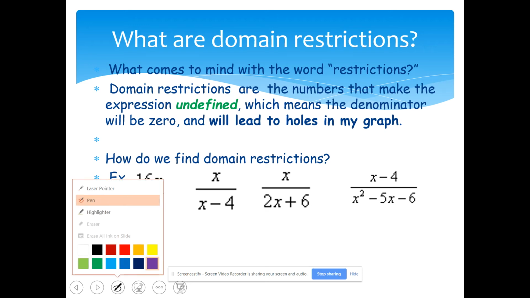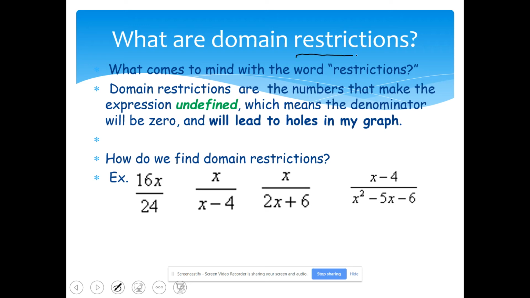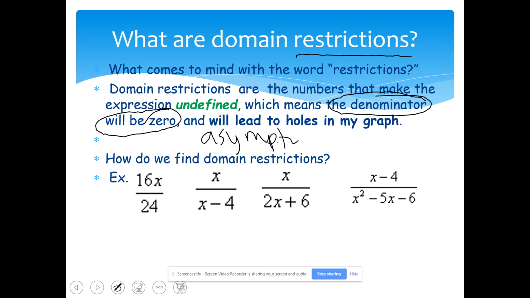Restrictions. With all of these, we have to worry about restrictions. Restrictions are numbers that make our fraction undefined. And that means the denominator will be 0, which either leads to holes in my graph or my asymptotes. So all the ways that we've already been working on finding our asymptotes from the denominators to graph is the same way that we find our restrictions. We take the bottom and only the bottom, set it equal to 0, and solve for x.